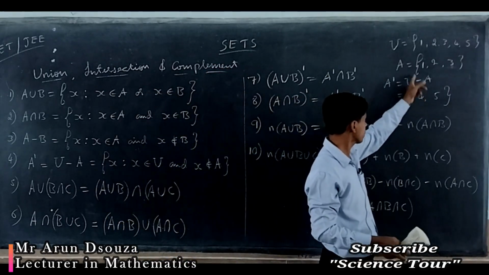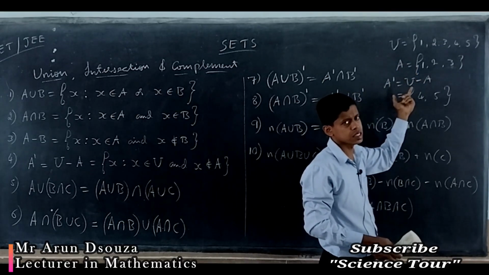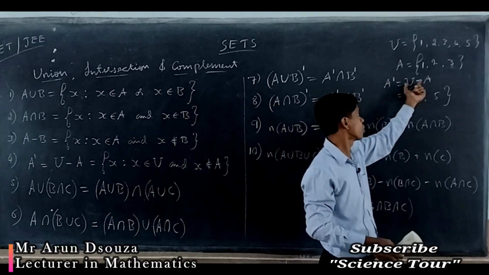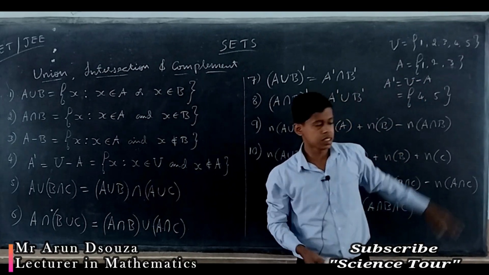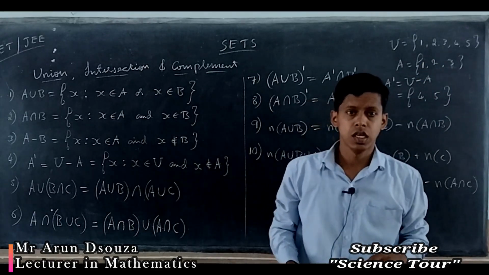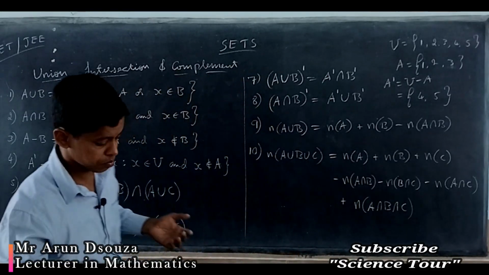Now I hope you understood. A dash completes A, and when you have the union of A and A dash, what you get is the universal set. 1, 2, 3, 4, 5 is the universal set. So A dash completes A. So remember it that way.